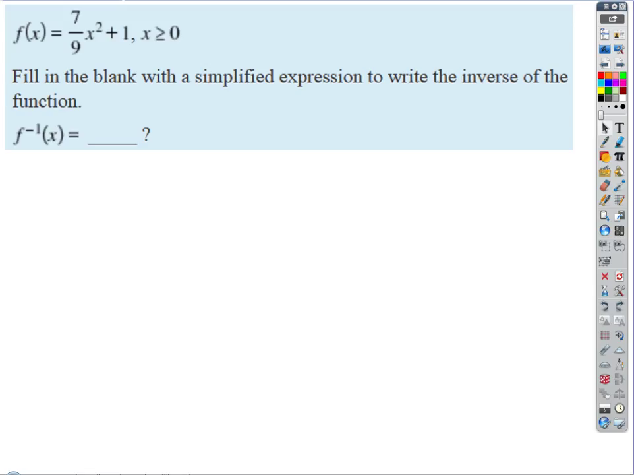Yes, sir. Switch x and y. Okay, good. So we had a pretty easy formula for this, right? We had a little procedure. First thing we would do is write it in terms of y. So we take this function and change the f of x to a y. I'm going to include the domain on this too.